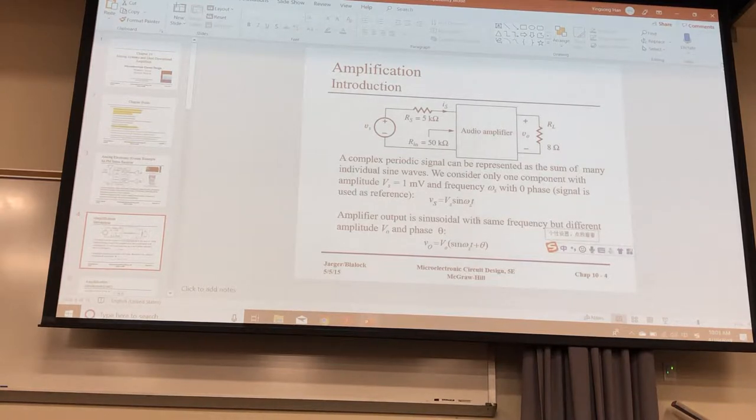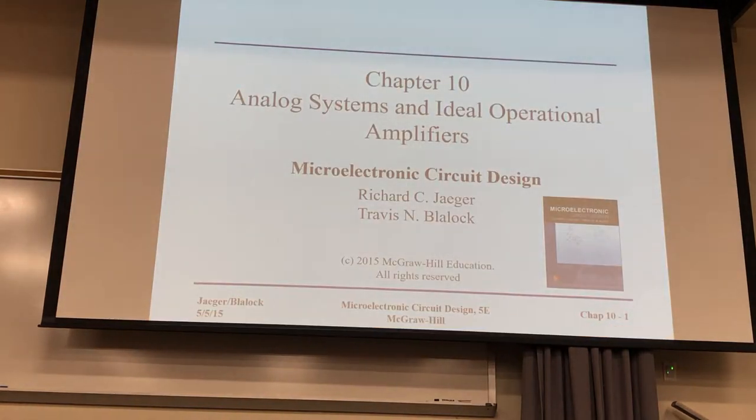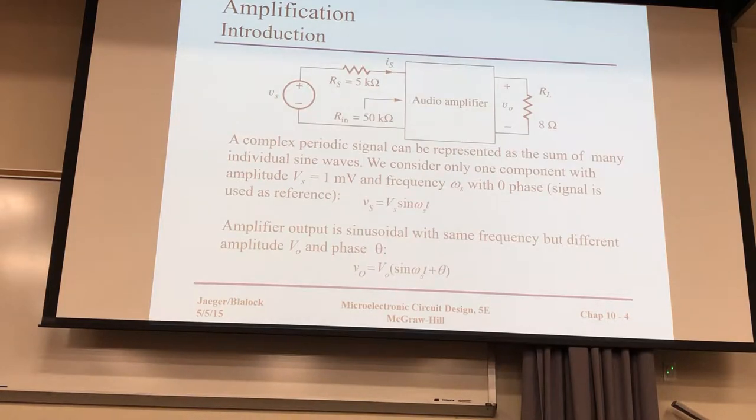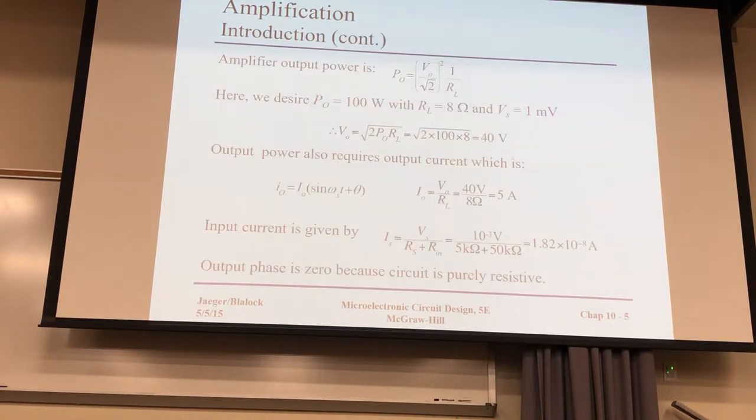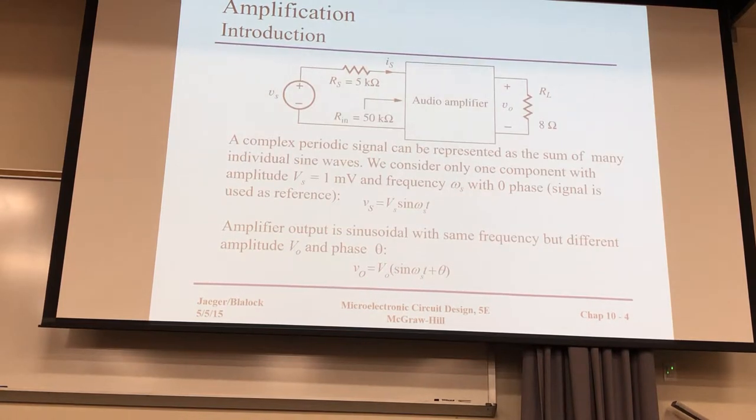After the amplifier, the output will be in exactly the same form, but with a phase shift theta. You can see that the output becomes vo equals Vo times sine omega s t plus theta. But the frequency omega s will not change, right?